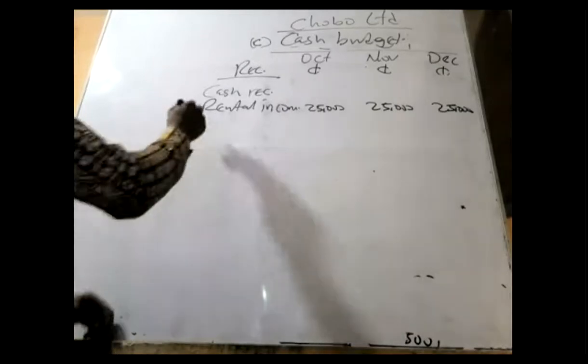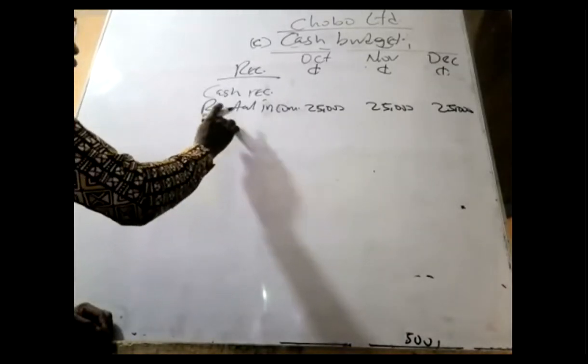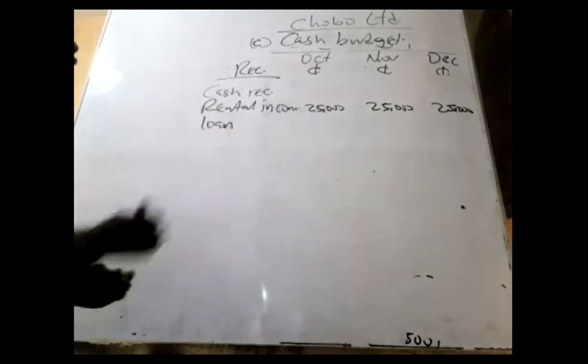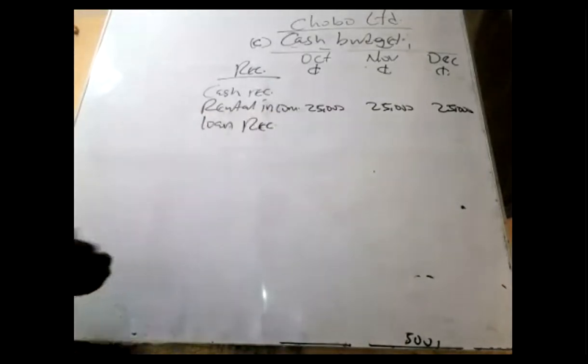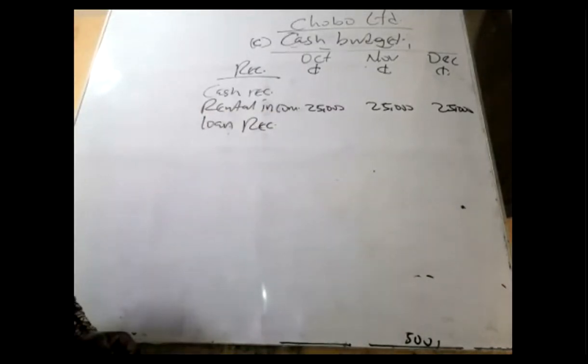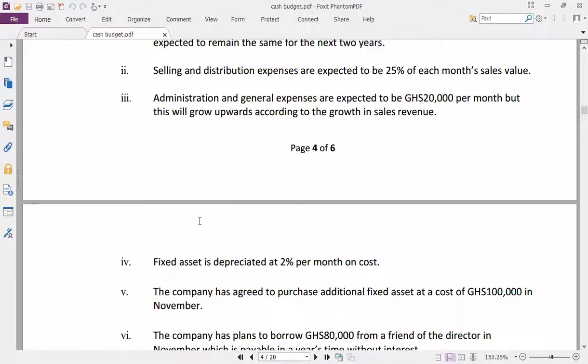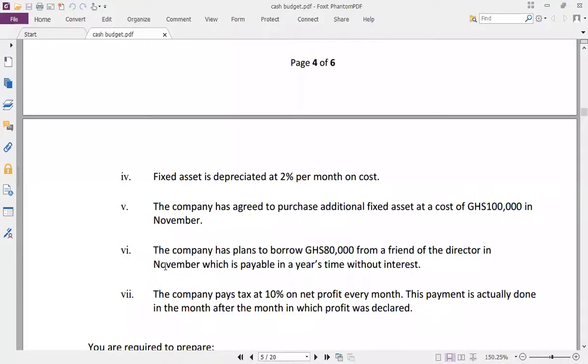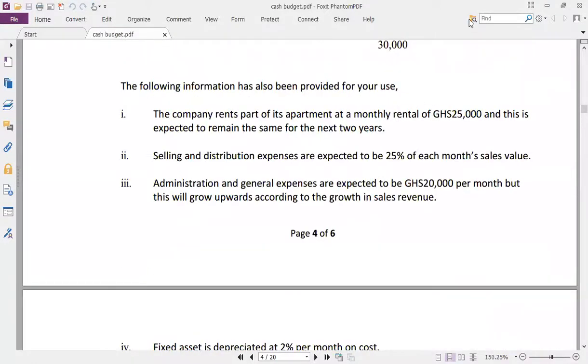The next one, they mentioned a loan. They say they're going to receive some loan. Loan received. A loan of 80,000. The company plans to borrow 80,000 from the director. The loan is payable in a year's time without interest. So this is an interest-free loan, right?